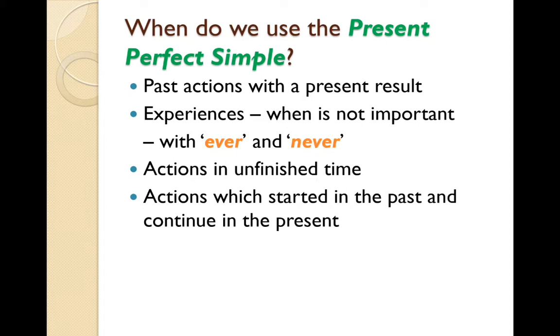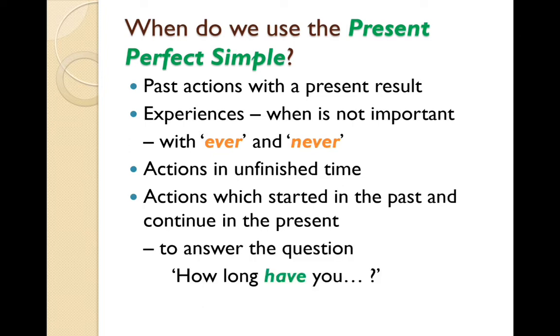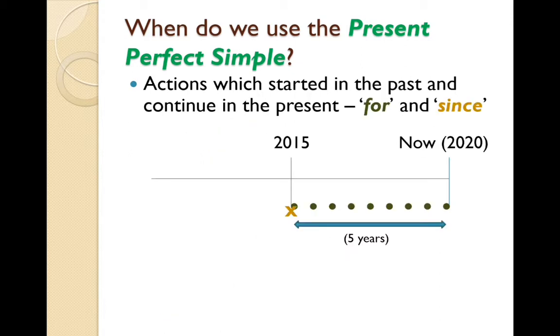We also use the present perfect simple for actions which started in the past and continue in the present. And to answer the question, how long have you? And we use for and since. Look at this example. We use for a period of time and since for the start of that period of time.